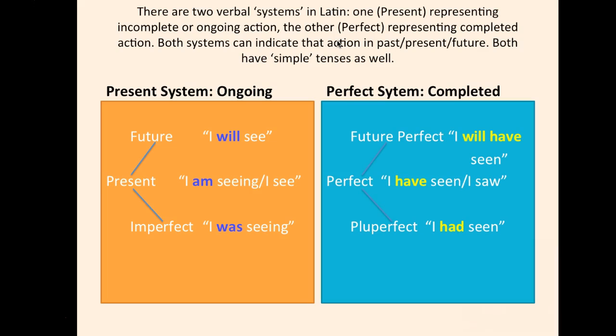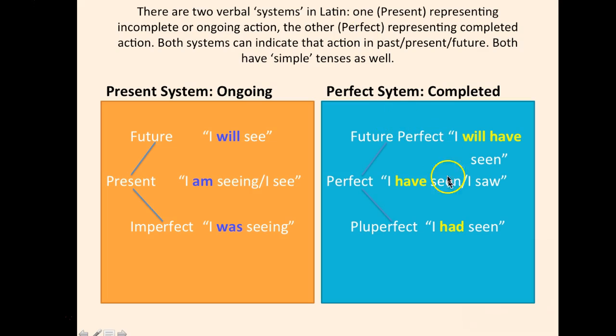Perfect means completed in Latin, and the three tenses that make up this system are perfect, future perfect, and pluperfect. These six tenses are all of the tenses in Latin, and so now you will have had all of the tenses in the active voice for Latin verbs.